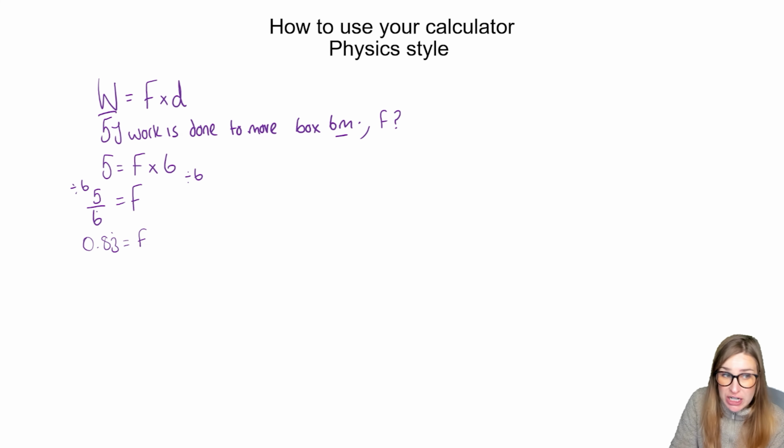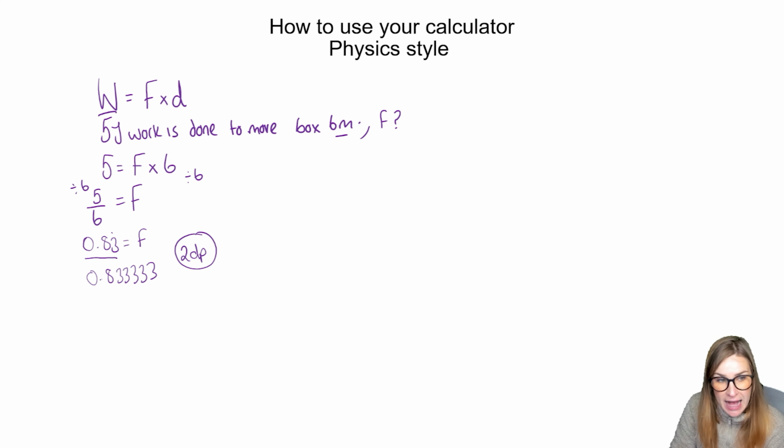Now, I said you can't write fractions in physics. You also can't write recurring decimals in physics. What that really means is 0.8333333 and so on, and we can't write this in physics. So I would normally say you want to go to 2 decimal places, which means 2 numbers after the decimal point. Because the next number is less than 5, we just leave the numbers alone. So my force comes out as 0.83, and forces are always measured in newtons.